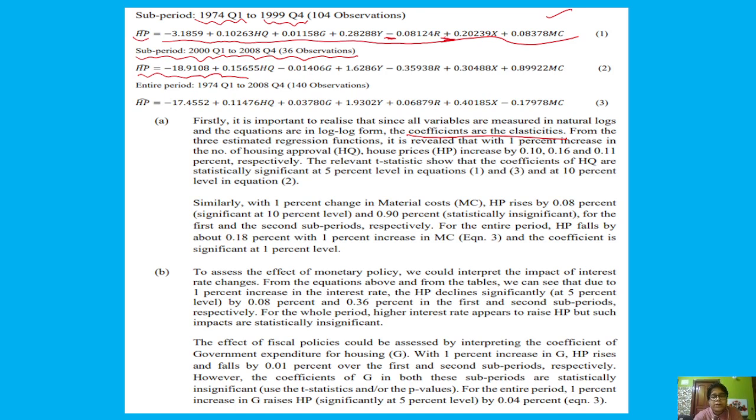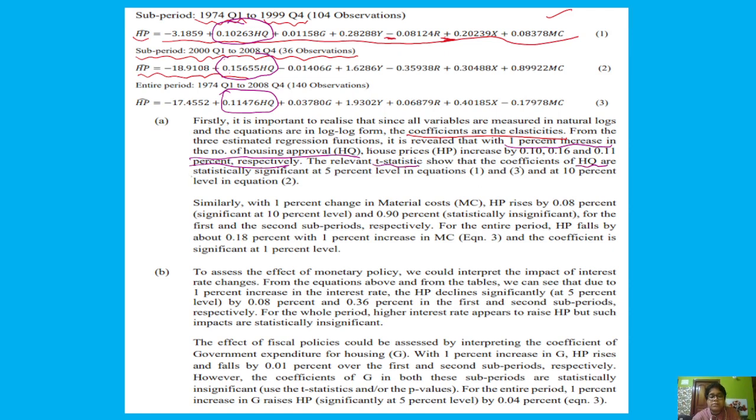We have to keep that in mind. So from the three estimated regression functions, it revealed that with 1% increase in the number of housing approval, there will be increase of 0.10%. In the sub period, that is increase of 0.15 or 1.16, and in the third equation, that is increase of 0.11% respectively.